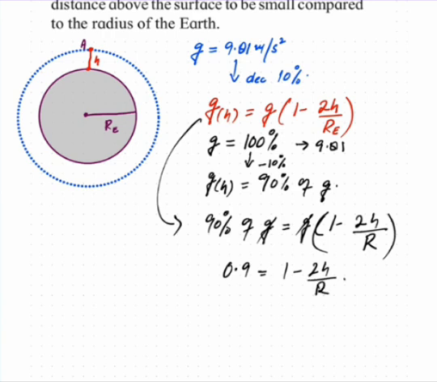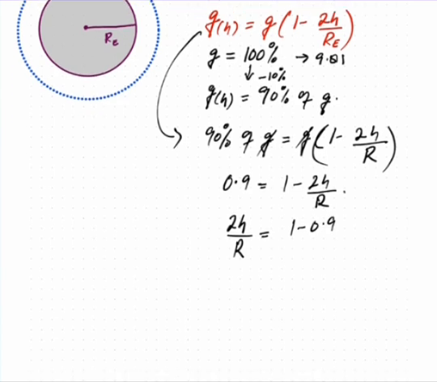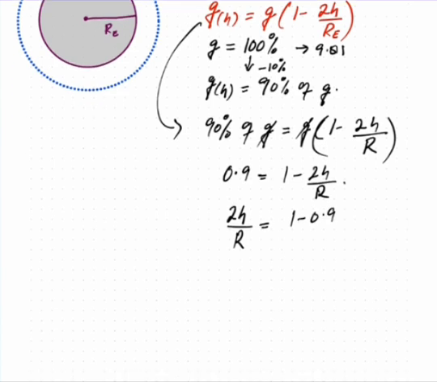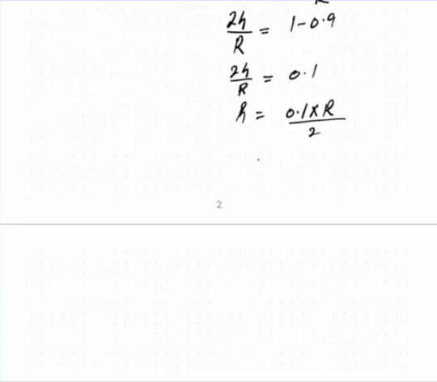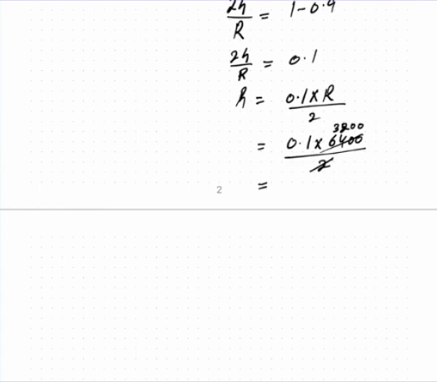Now we have to find the value of h, so I can write this as 2h/R equals 1 - 0.9 after interchanging the values. So we will get 2h/R equals 0.1. So h will be equal to 0.1 multiplied by R divided by 2. Since the value of R is given in the question, that is 6400 kilometers, this is 0.1 multiplied by 6400 divided by 2, and here it becomes 3200 multiplied by 0.1, which is equal to 320 kilometers.